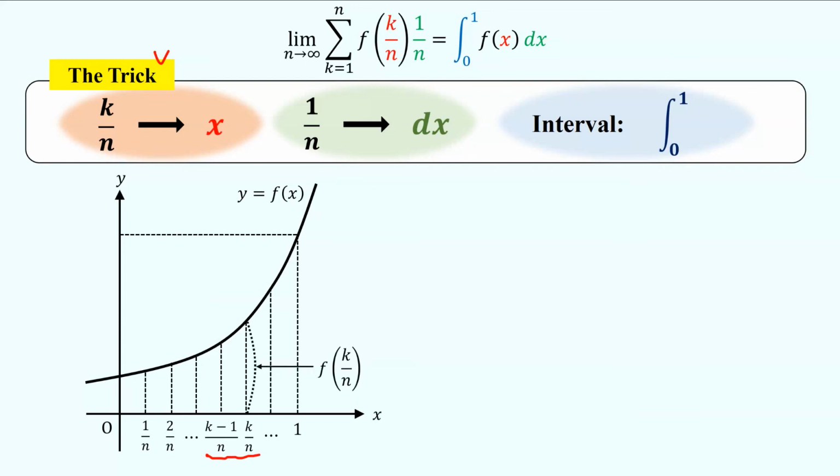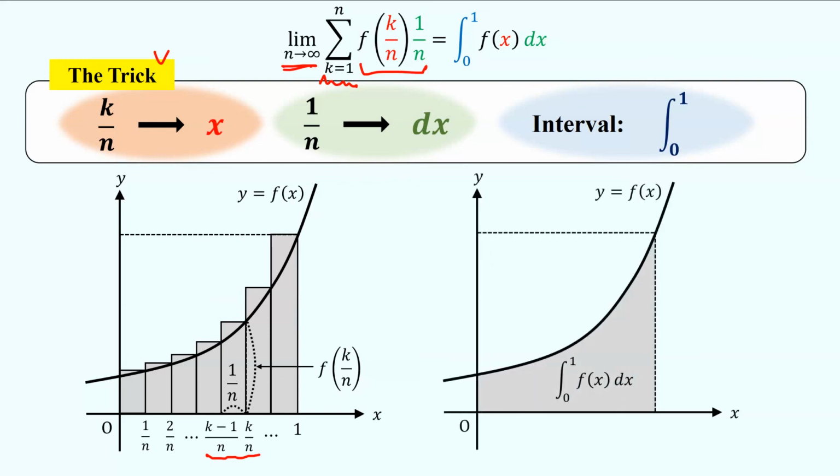And this height is f(k/n), and this width is 1 over n. So this individual term is the area of this rectangle, and by this sigma, we add up the areas of these rectangles. And by the limit, the rectangles become infinitesimally small and infinitely many. So we have the area under the graph y equals f(x), where x is from 0 to 1, which is how the definite integral is defined in the first place.